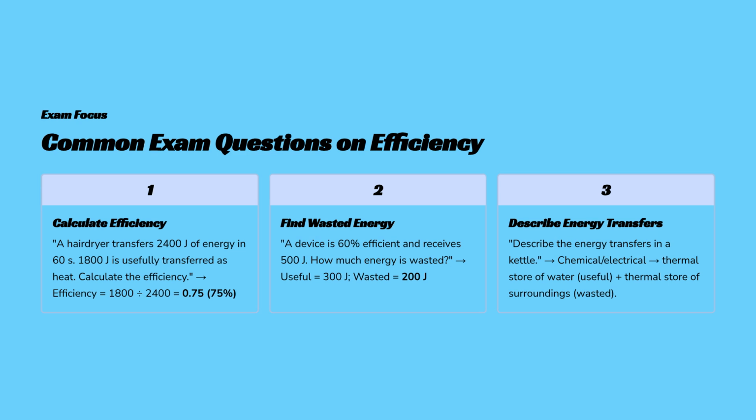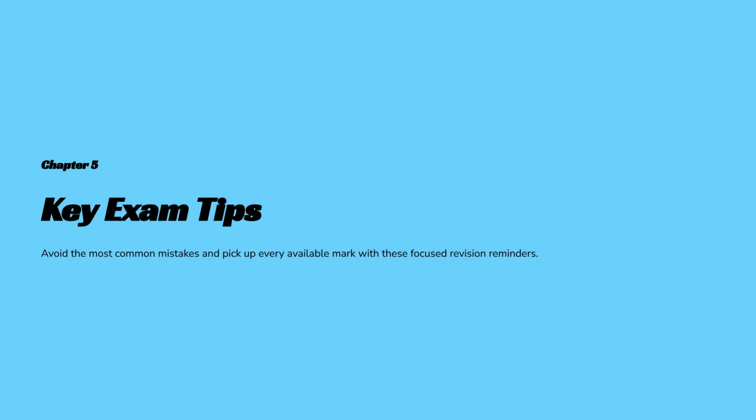Let's review common exam questions on efficiency. You may be asked to calculate efficiency using energy inputs and outputs, identify the amount of wasted energy, or describe the specific energy transfers occurring within a device like a kettle. Now for some key exam tips. Mastering the terminology and avoiding common pitfalls will help you secure those extra marks. Let's look at how to refine your answers for the best possible results.